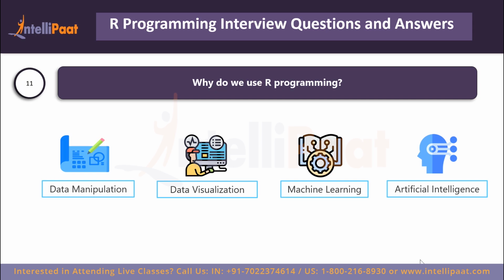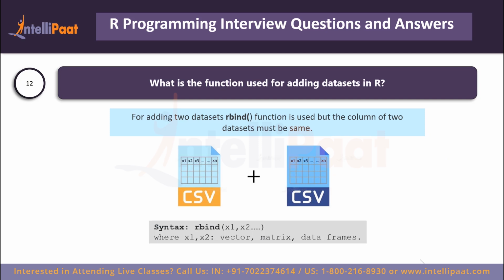Now let us move on to the next question. What is the function used for adding data sets in R? So for adding two data sets, we use the rbind function where the condition is that the columns of the two data sets must be the same. And here is the syntax of the rbind function. We have to write the rbind keyword and then give the arguments x1, x2, where x1 and x2 can be vector, matrix or data frames. So rbind basically stands for row bind.